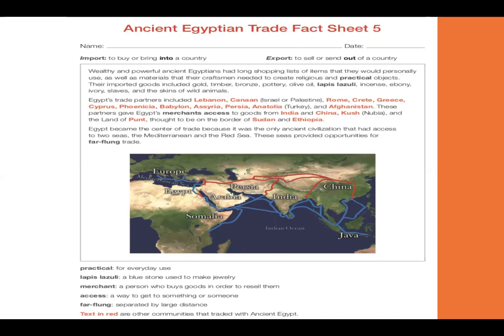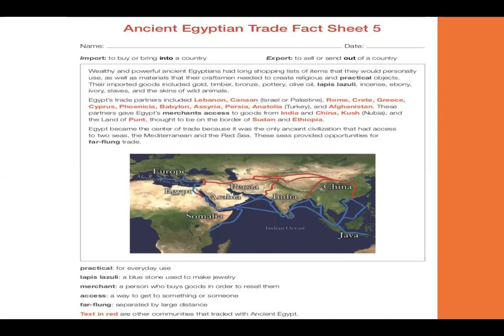Egypt's trade partners included Lebanon, Canaan, Rome, Crete, Greece, Cyprus, Phoenicia, Babylon, Assyria, Persia, Turkey, Afghanistan, so many places. These partners gave Egypt's merchants access to goods from India and China and Nubia and the land of Punt, thought to be on the border of Sudan and Ethiopia.